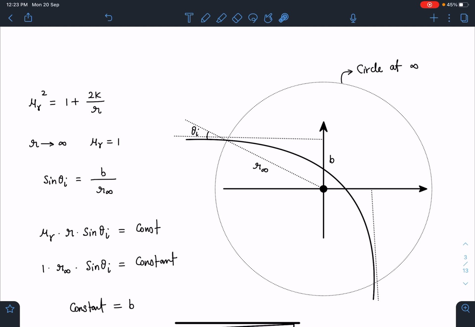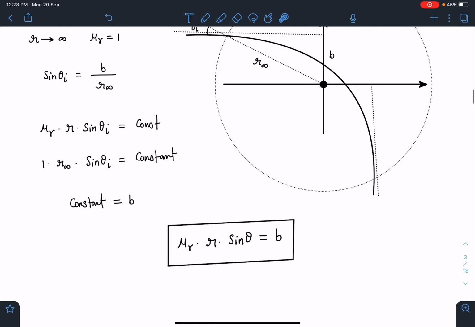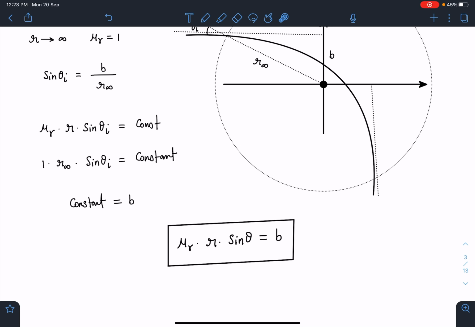As r tends to infinity, you can see mu r tends to 1. So now I can use the relation mu r into sine theta equal to a constant, and sine theta is b by r infinity. You can see this is going to be 1, and this will be r infinity, and this will be sine theta I. So this constant we are going to get as b. So now this rule is going to be mu r into r sine theta is equal to constant b.